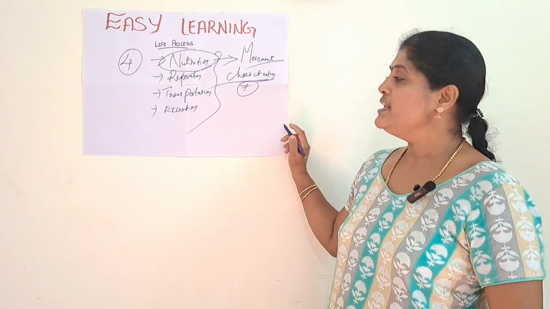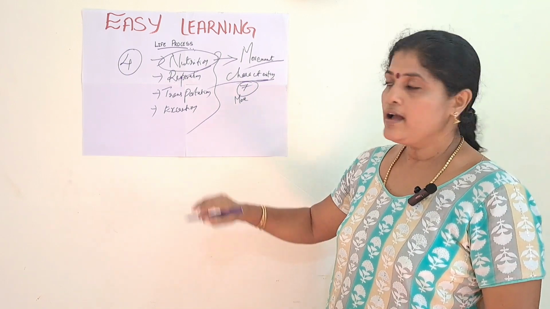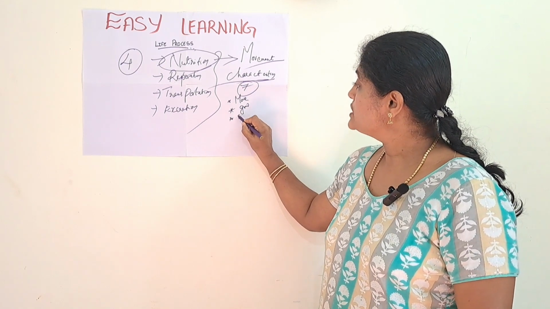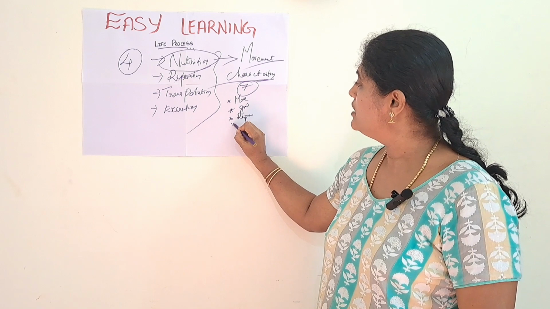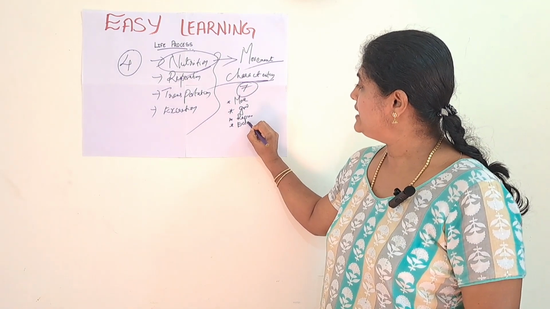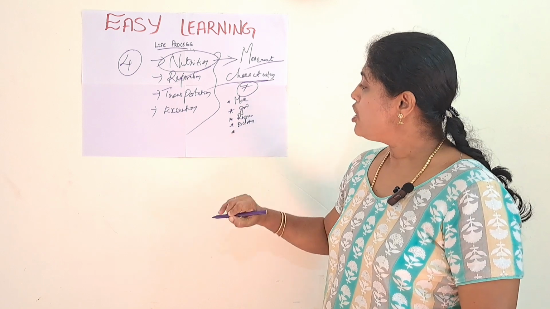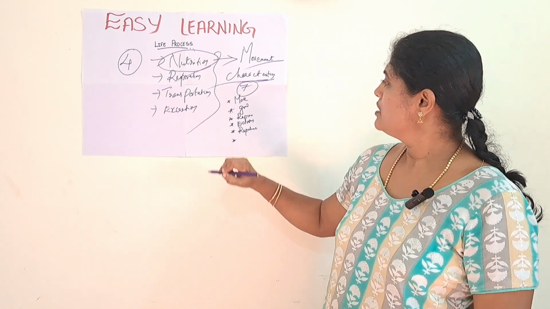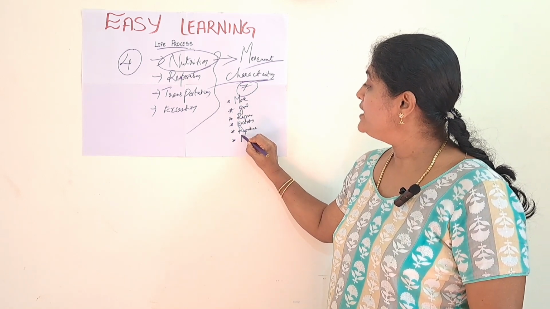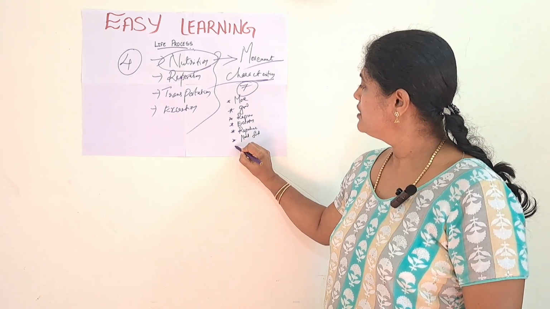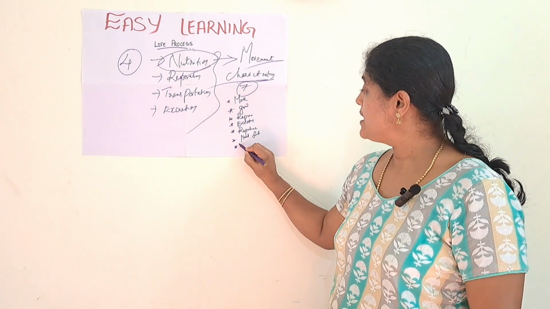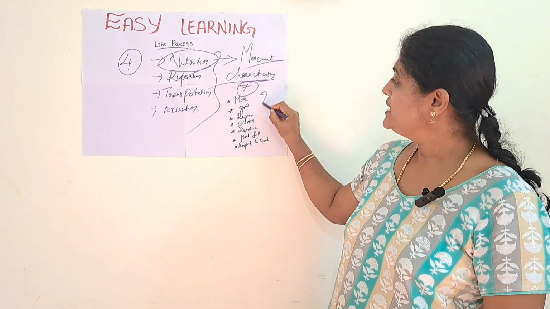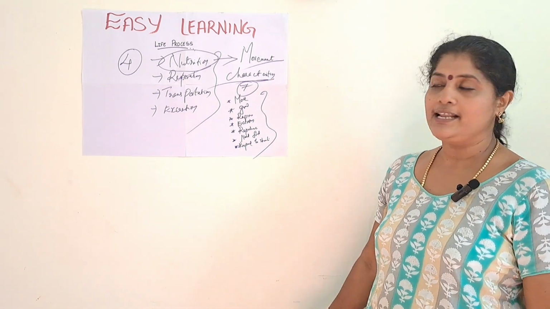All living organisms move. All living organisms grow. All living organisms respire. All living organisms excrete. All living organisms reproduce. All living organisms need food. And all living organisms respond to stimuli. So these are the main characteristics of living organisms.